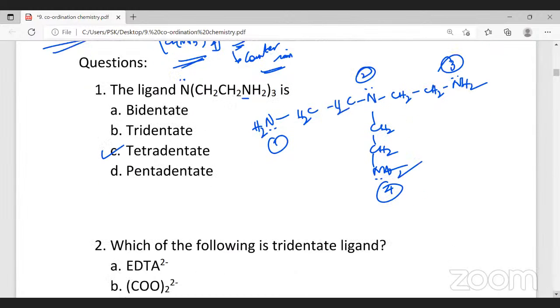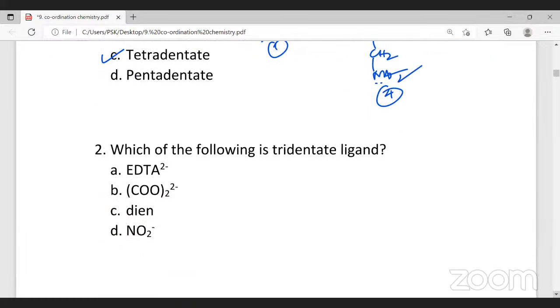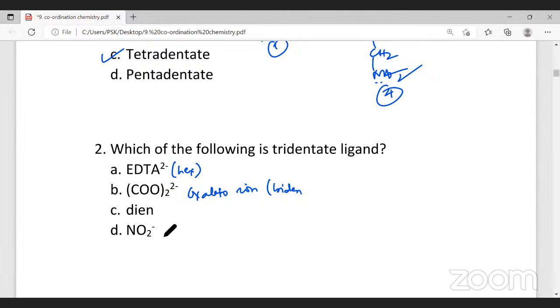Next question: which of the following is a tridentate ligand? EDTA is a hexadentate ligand. Here this is the oxalato ion. It is a bidentate ligand. Nitrito is a monodentate ligand.